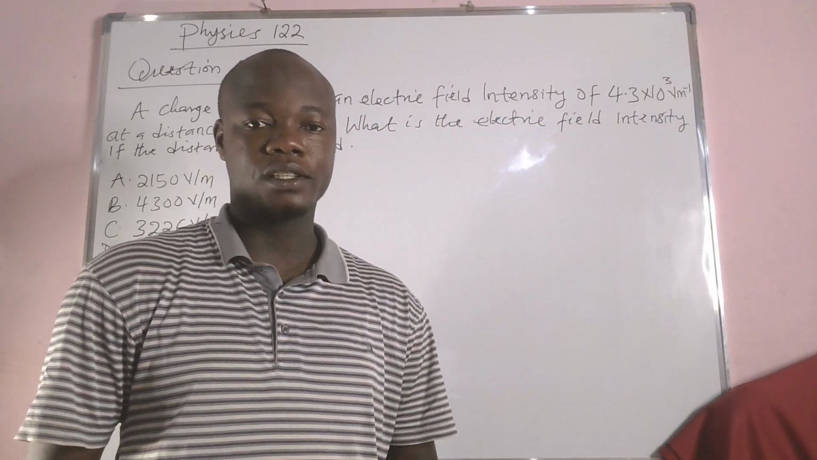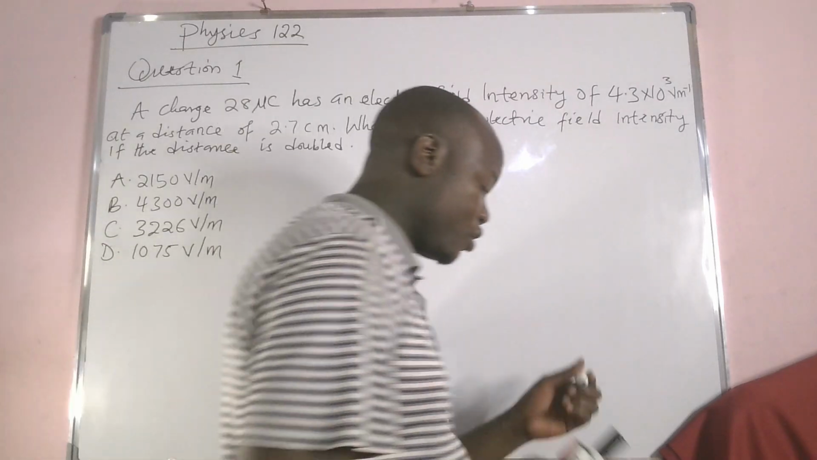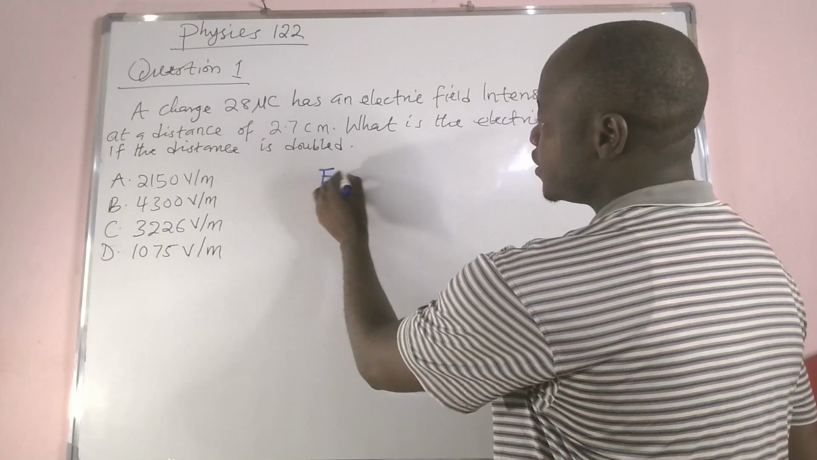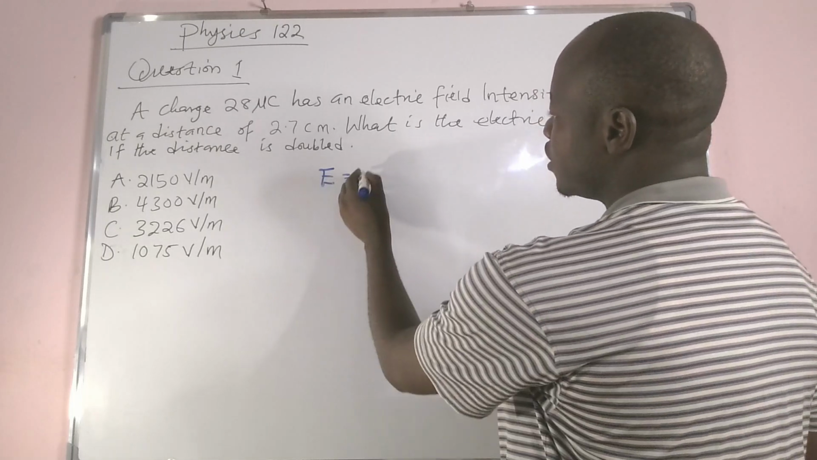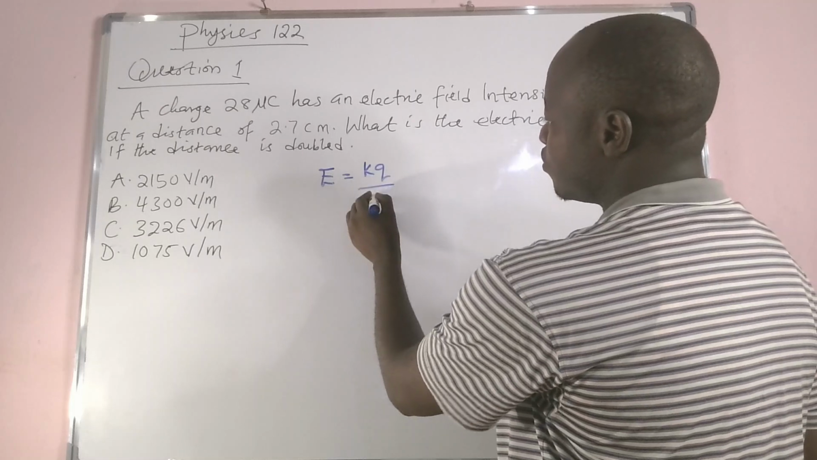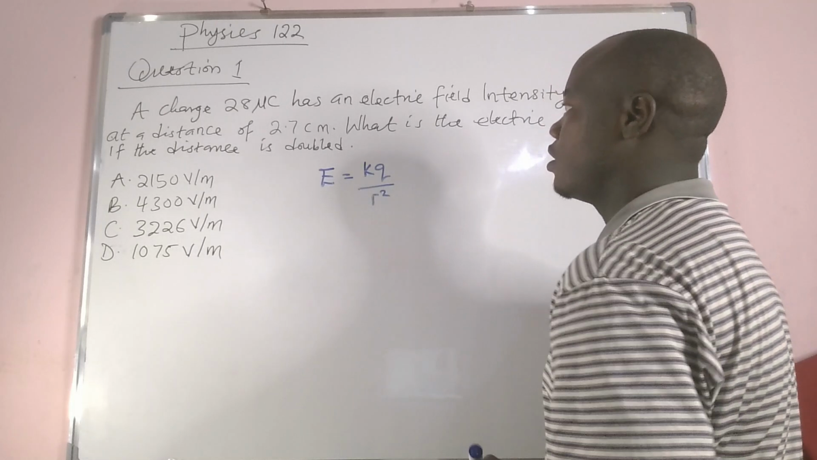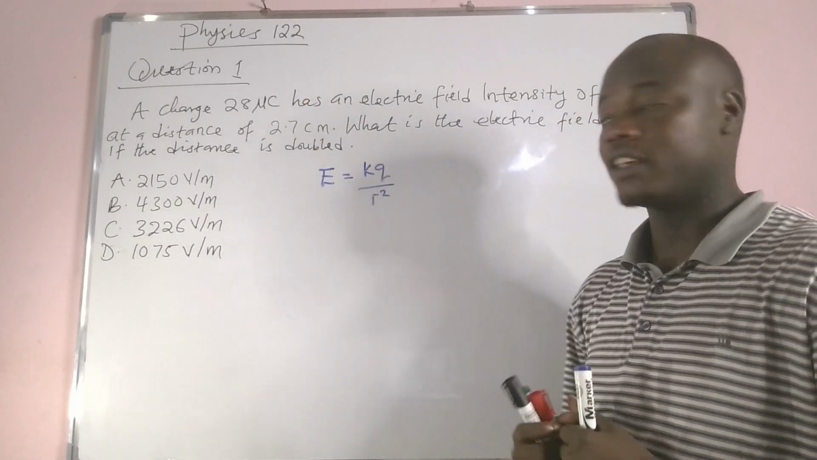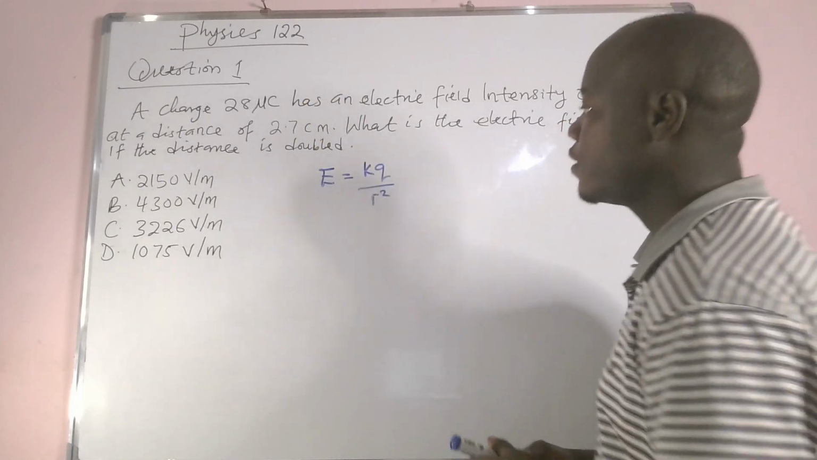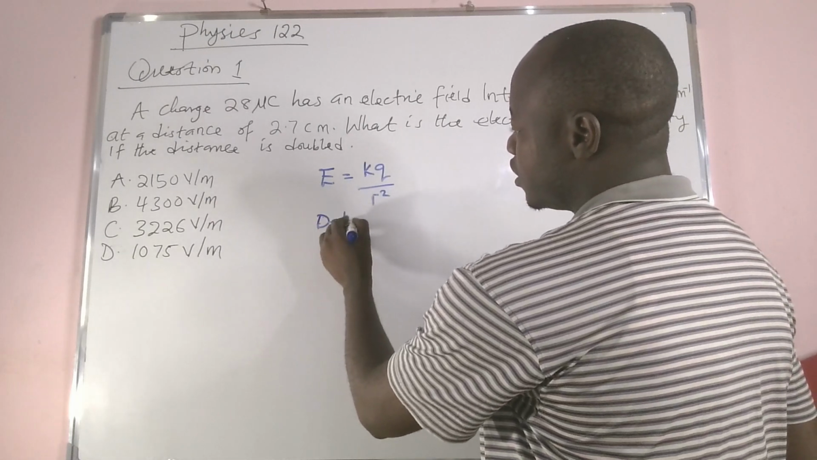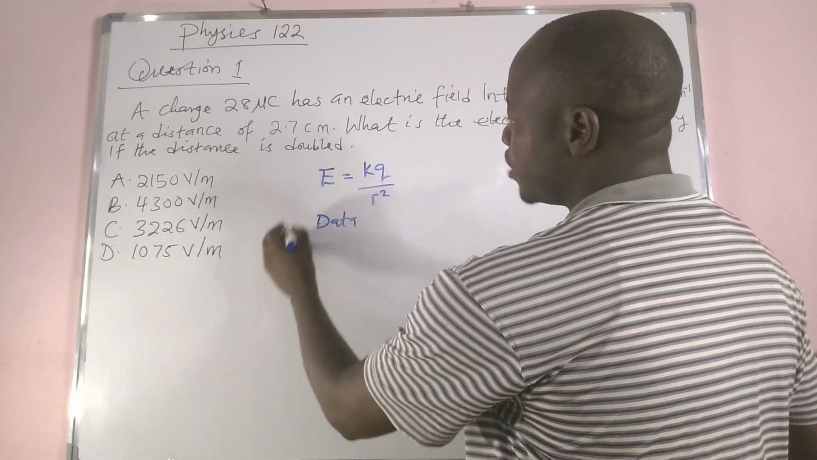Without wasting much of our time, remember, ladies and gentlemen, electric field intensity is the same as K Q all over R square. So this is the formula for calculating electric field intensity. So the first thing, we now need to bring the data out.